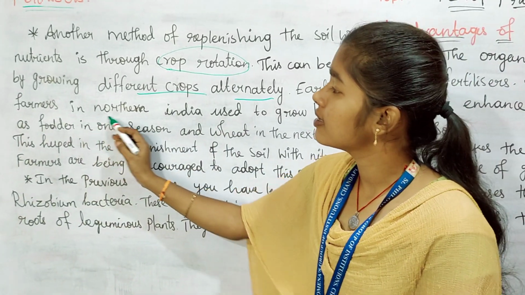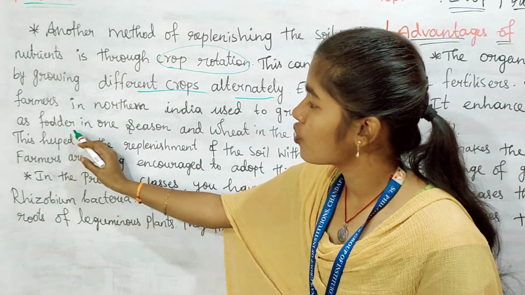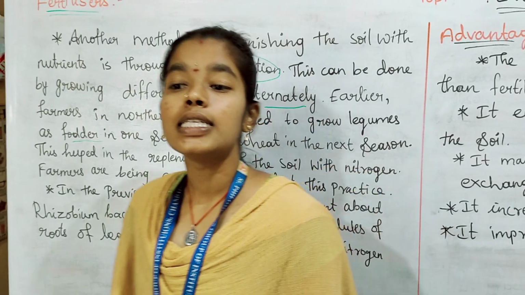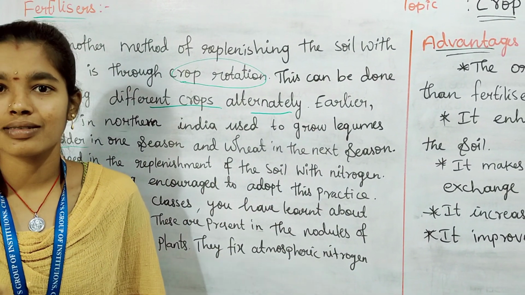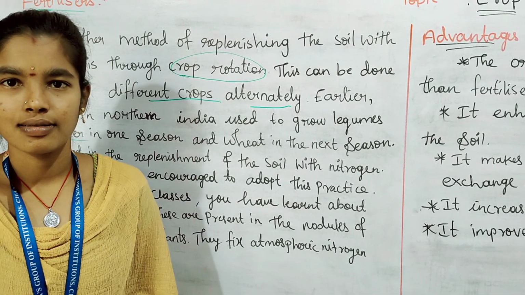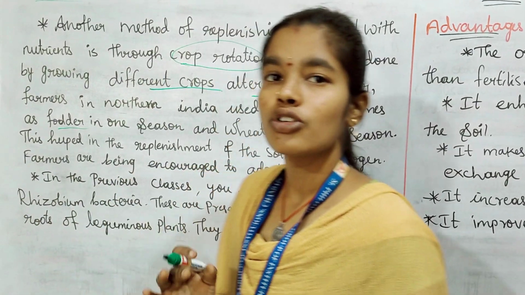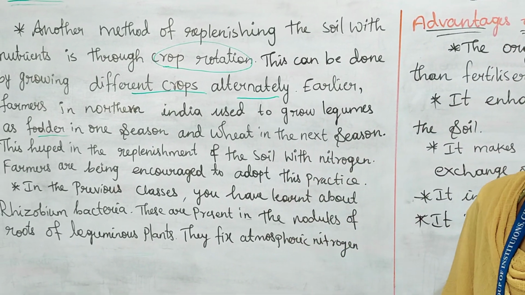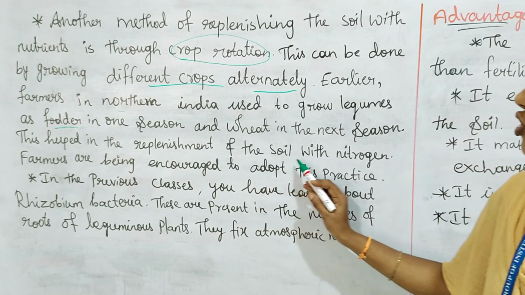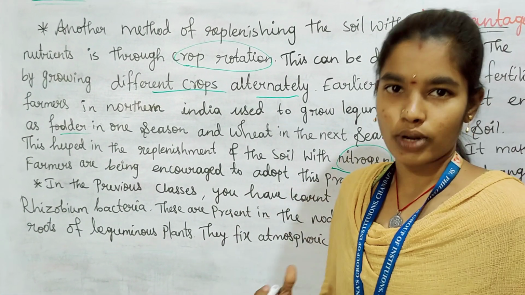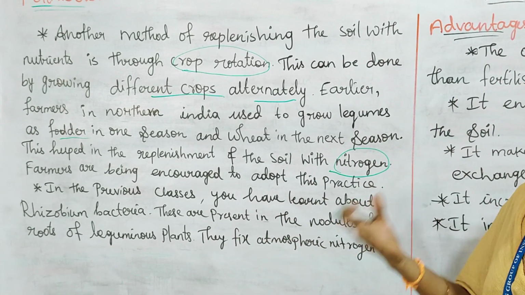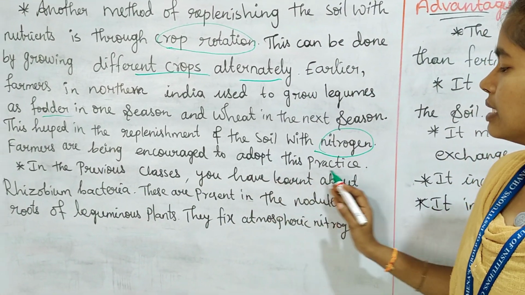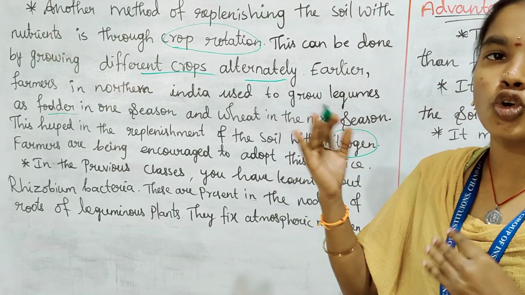Earlier, farmers in northern India used to grow legumes as fodder in one season and wheat in the next season. Fodder is food given to animals like cows and horses. This helped replenish the soil with nitrogen. Growing crops alternately helps the soil recharge its nutrients, such as nitrogen. Farmers are being encouraged to adopt this crop rotation practice.